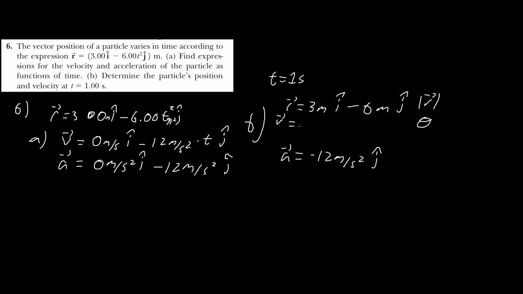That's the position here. The velocity vector is really just going to be, at 1 second, 0 meters per second in the i hat direction minus 12 meters per second in the j hat direction. So that means that it's just going to be 90 degrees pointing downward, in the opposite direction. So let's get those magnitudes.